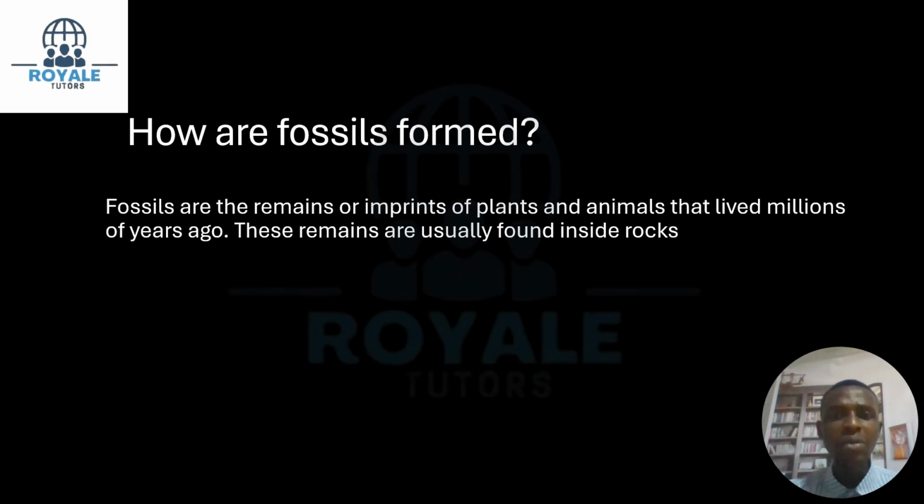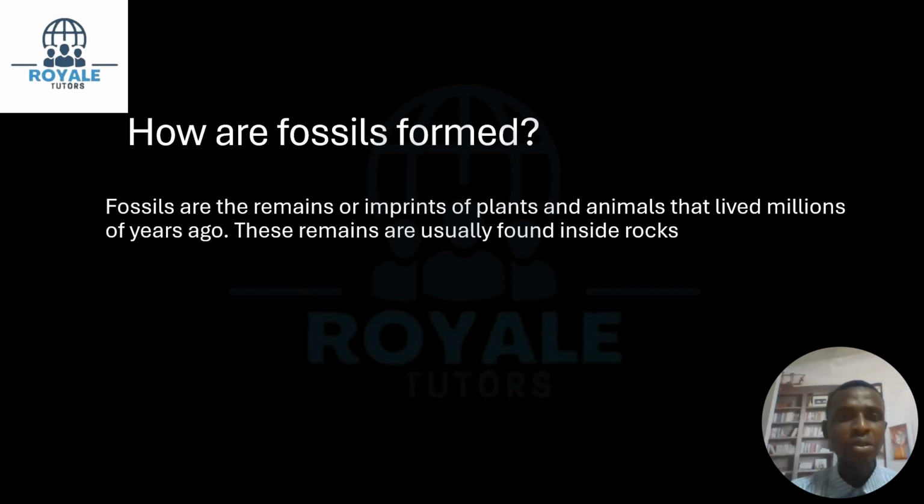Now, let's go to how fossils are formed. Or better still, what exactly are fossils? Fossils are the remains or imprints of plants and animals that lived millions of years ago. And most of the time they are usually found inside the rock.